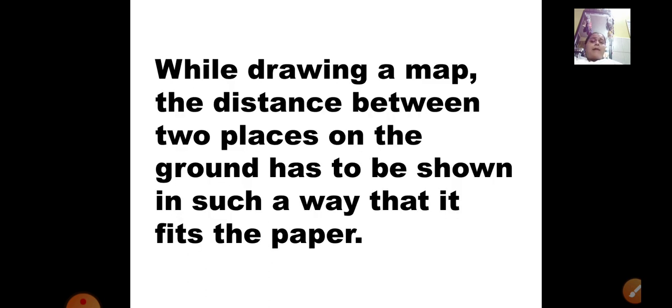While drawing a map, the distance between two places on the ground has to be shown in such a way that it fits the paper. When you are drawing a map, you are drawing it on a piece of paper, so you need to show the exact measurement and the exact distance between the two places, and it has to fit on that map. You cannot go beyond that paper. Everything you have to do on that particular paper, so you have to be very, very careful.